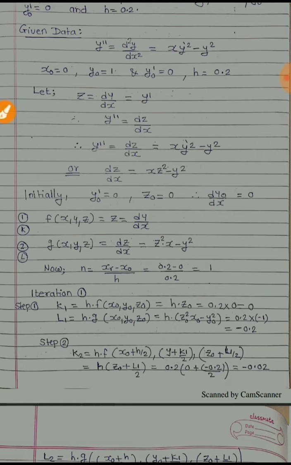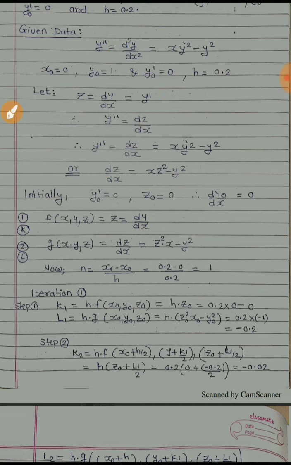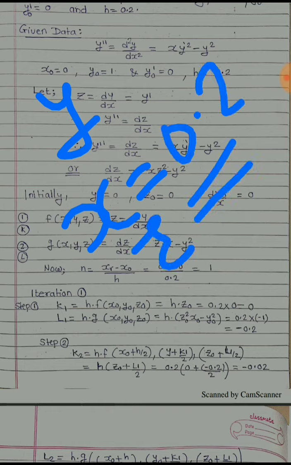Okay. Then the next step is to calculate n, that is the number of iterations required. The number of iterations required is always equal to xr minus x0 divided by h. H is the step size. So if I look at the problem statement, I have got the value for x0, I have got the value for xr. What is that value for xr? If it is asked to calculate the value of y at x equal to some value, that value is considered xr. So xr is equal to 0.2 in this problem.